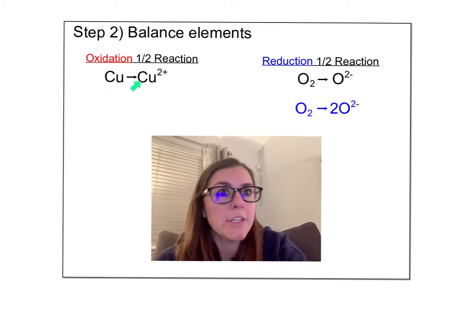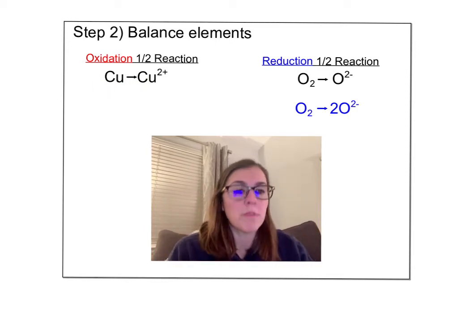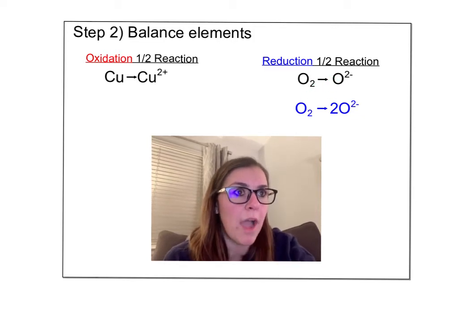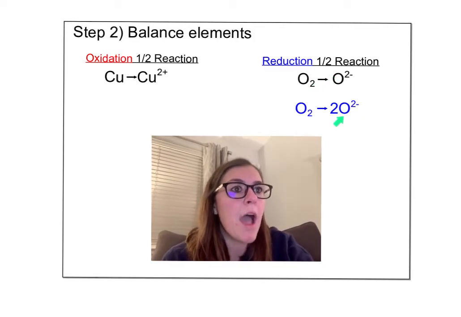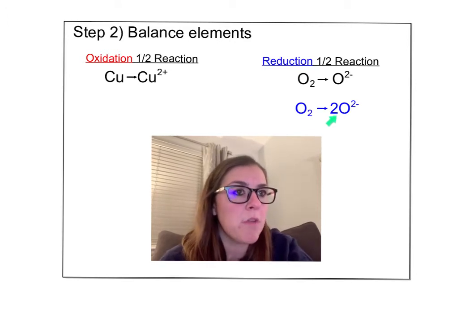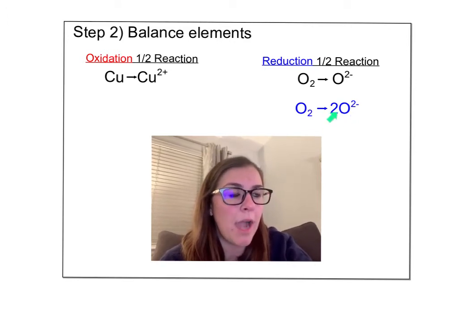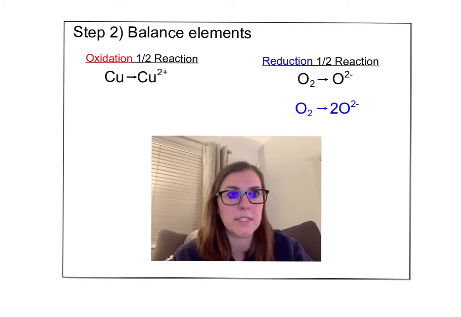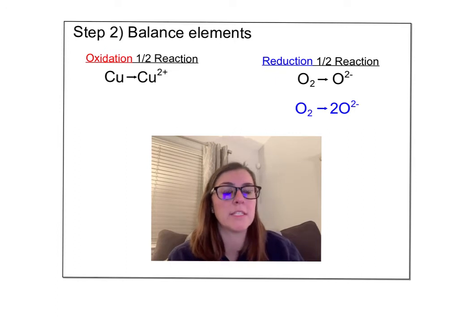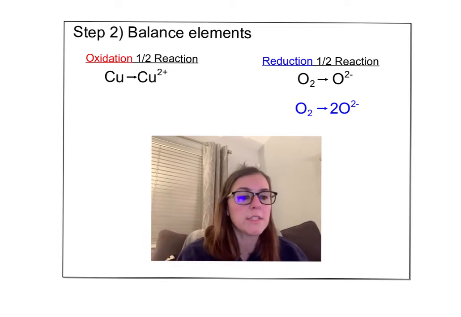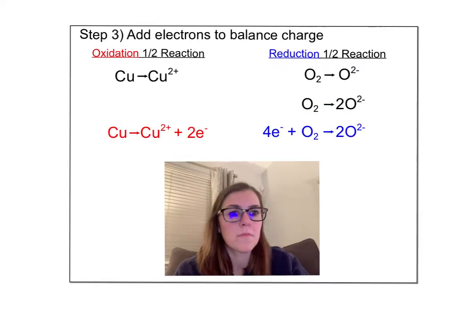So I do not need to balance this because there's 1 of each. The reduction half reaction, on the other hand, I have 2 oxygens and only 1 oxygen here. So I'm going to balance those like we would in regular chemistry with big coefficients. So I put a 2 in front of the oxygen ion. That way I have 2 oxygens on this side and 2 on this side. So balancing the elements is right when you split into your half reactions. That's your first step. It's very, very important.